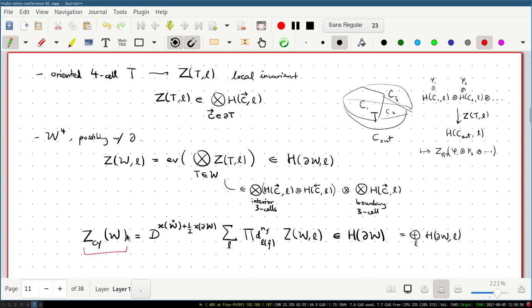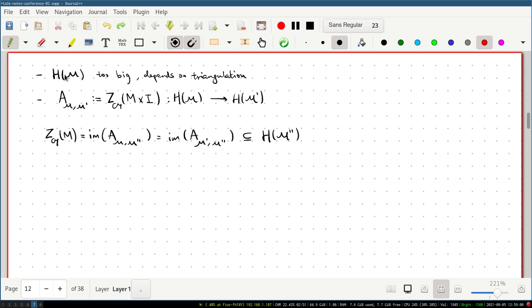Finally, we add up all of these over all labelings with certain coefficients. And of course, this pre-state space is too big, and it depends on the triangulation. So like in Turaev's theorem, we take a projection. And of course, these projections are naturally identified. So this would be the state space associated to a three-manifold.